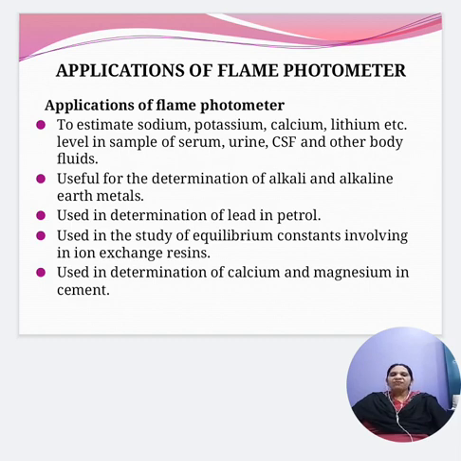They are used in study of equilibrium constants involving ion exchange resins. And they are also used in determination of calcium and magnesium in cement. You can identify the percentage of calcium and magnesium in cement. These are some of the applications of flame photometry.